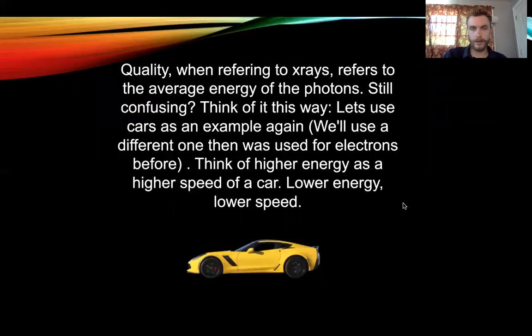Now, quality is a little different. When referring to X-rays, it refers to the average energy of each of those photons. So think of it this way. Let's use cars as an example again. We'll use a different one so it doesn't get confusing with the electrons as X-rays this time. Think of higher energy as a higher speed of a car, lower energy, lower speed.